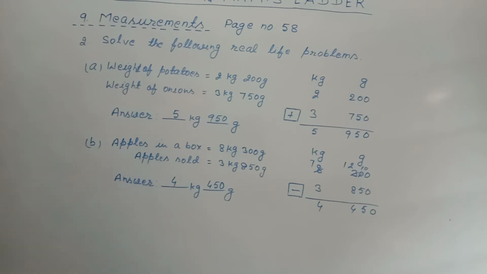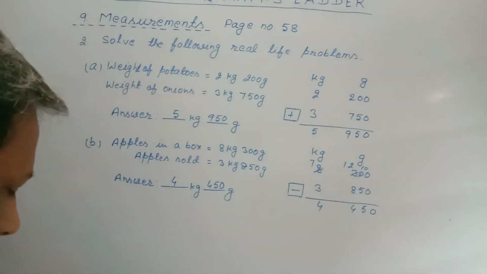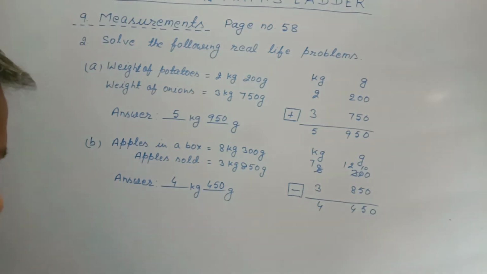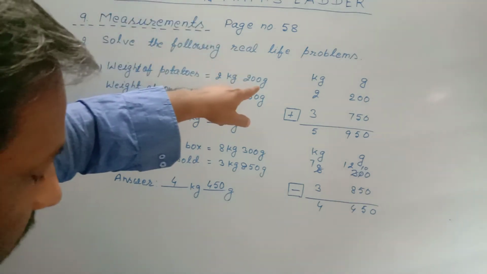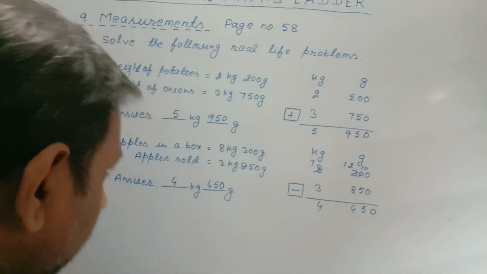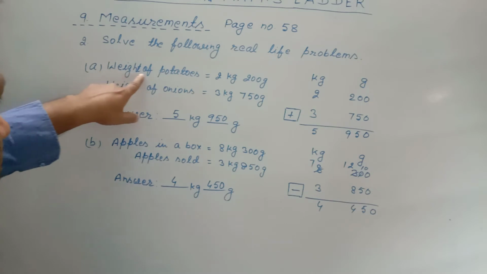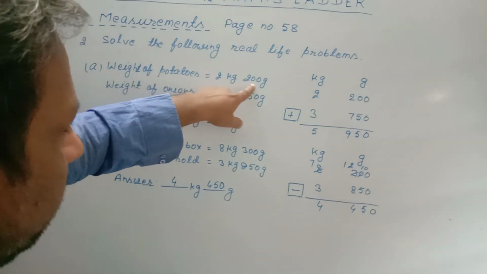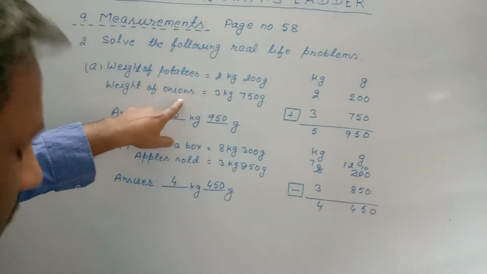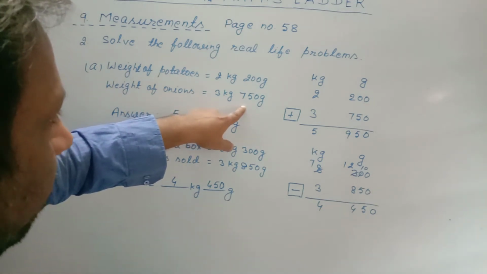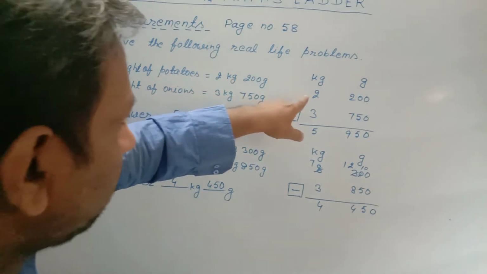In page number 58, solve the following real life problems. Here in question number A, Bhumi bought 2 kg 200 gram potatoes and 3 kg 750 gram onions. What is the total weight of the vegetables bought by her? Columns are also made of kg and gram. Statement I have written, weight of potatoes equal to 2 kg 200 gram and weight of onions equal to 3 kg 750 gram. I arranged these weights according to the column.